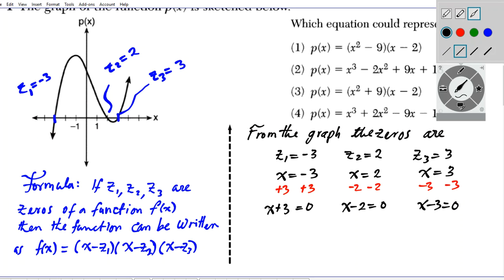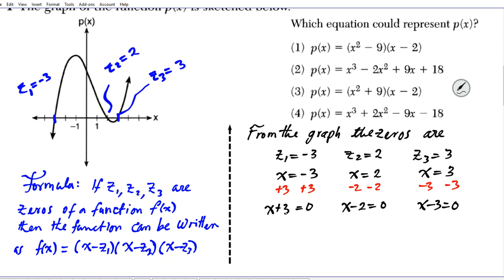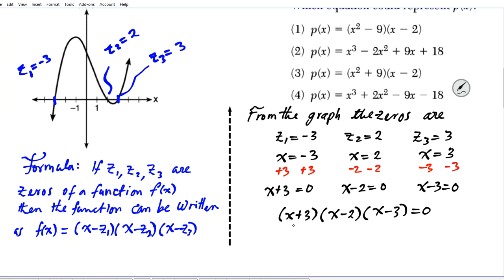We're going to find the product of these polynomial factors. Now since they're all equal to 0, what will we get when we multiply the polynomial factors? x plus 3, x minus 2, and x minus 3. They're going to be equal to 0. Okay? Now let's multiply x plus 3 and x minus 3, and then we'll leave x minus 2 alone.